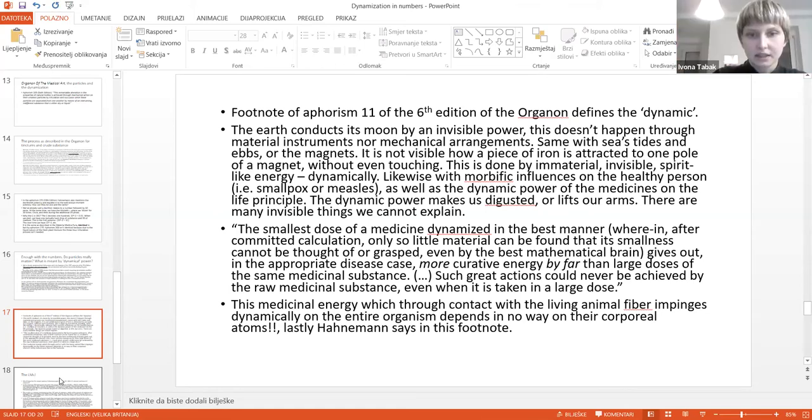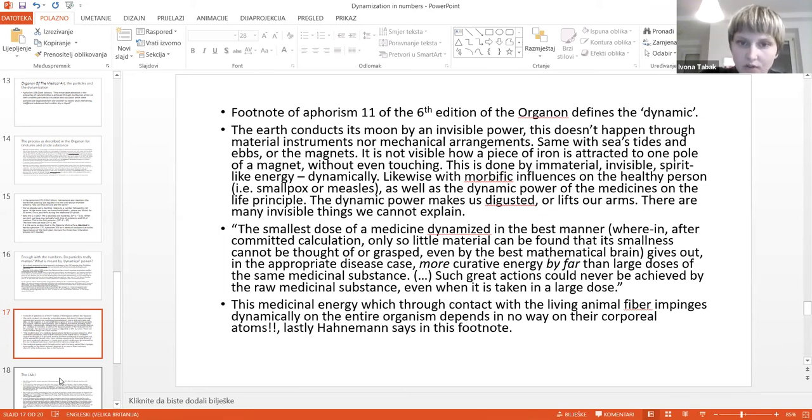So he also says the dynamic power makes us disgusted by seeing something disgusting. There's no emetic in our stomach that makes us, it's just the sight itself. Yeah, watching people barf can make people barf. Yep. So what does he say next?